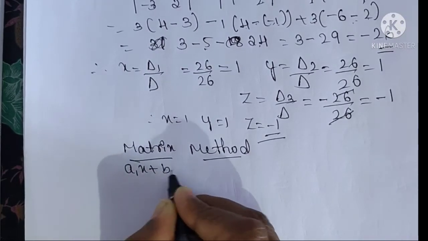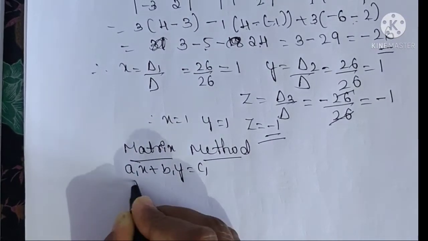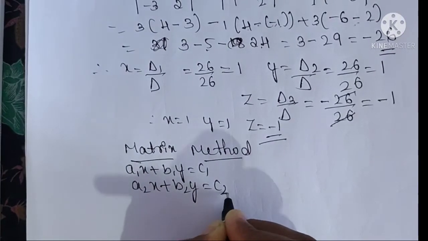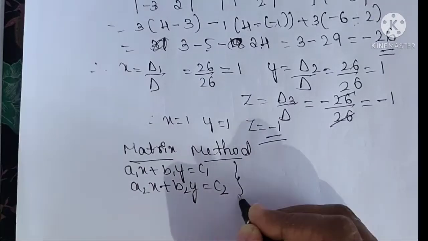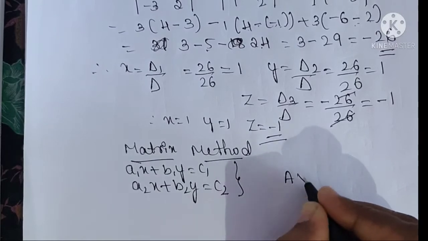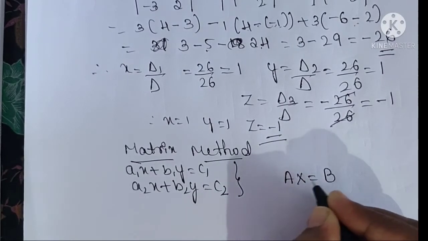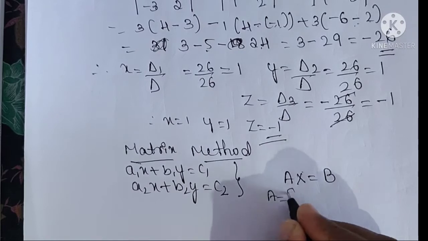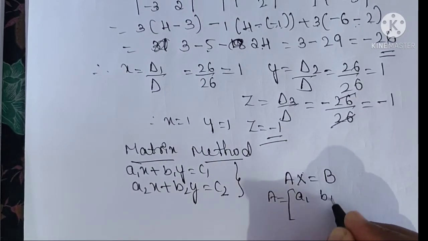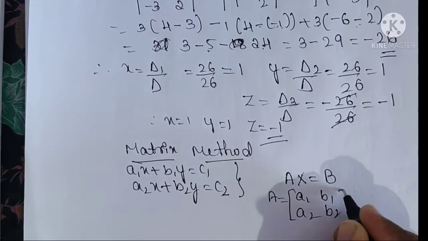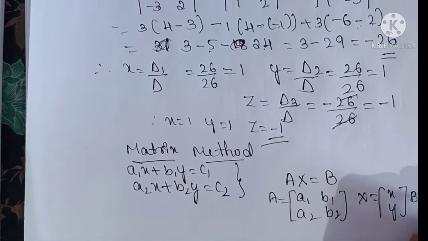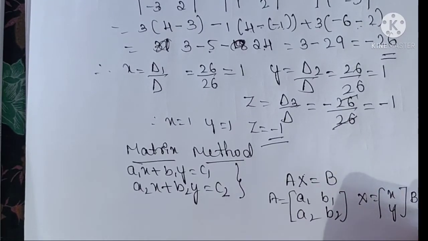a1x plus b1y is equals to c1, a2x plus b2y equal to c2. See here, to find values of x and y, first you consider the given system of equations to be of the form AX is equals to B. Here A means the coefficients of x and y. Coefficients of x and y are a1 b1, a2 b2, and X is the variables x and y, B is the constant values. After equal, the constant values are c1 and c2.